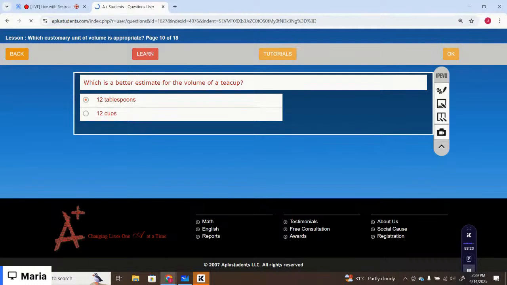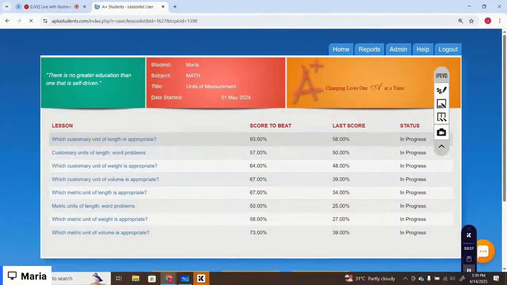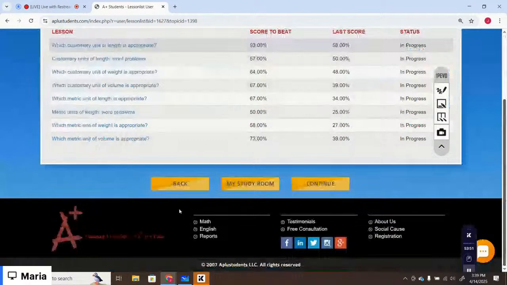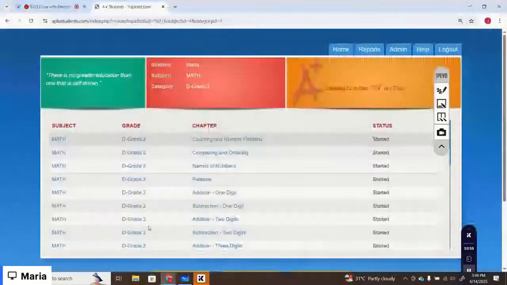So, we were working on grade 2 math. The chapter we were working on is units of measurement. The lessons we have covered today are which customary unit of length is appropriate, customary unit of length word problem, which customary unit of weight is appropriate, and which customary unit of volume is appropriate. So please make sure before the next session you complete all the practice questions for the lessons we just did. That is your homework until next session.